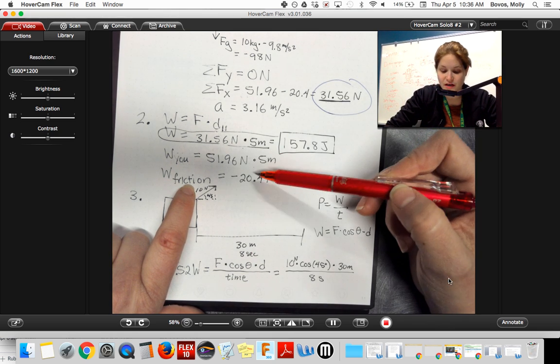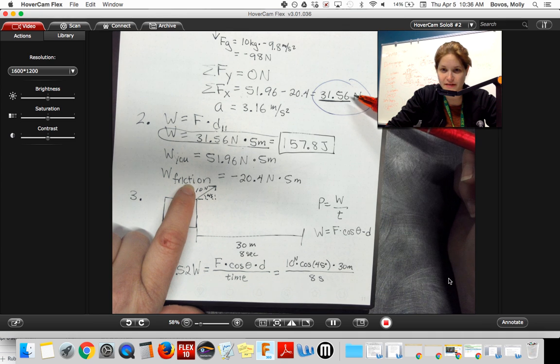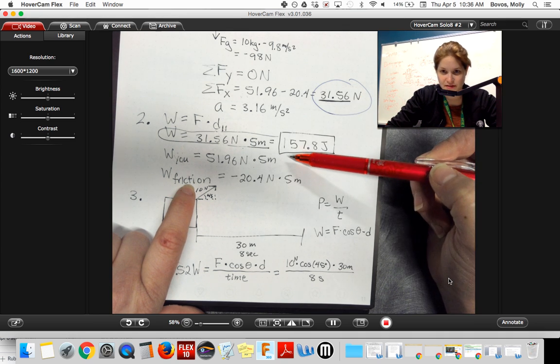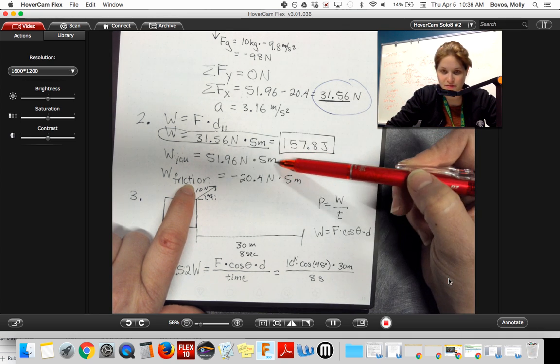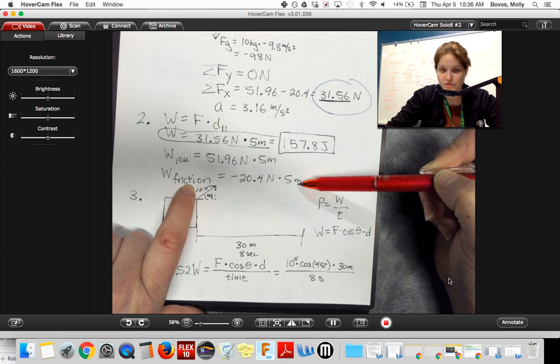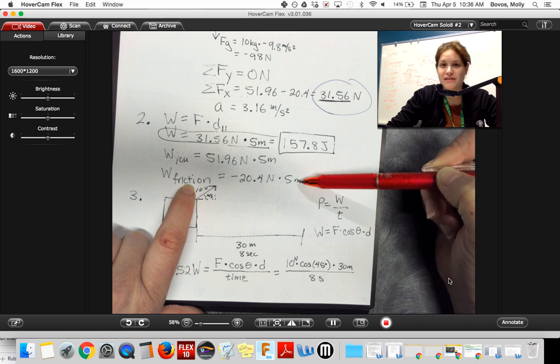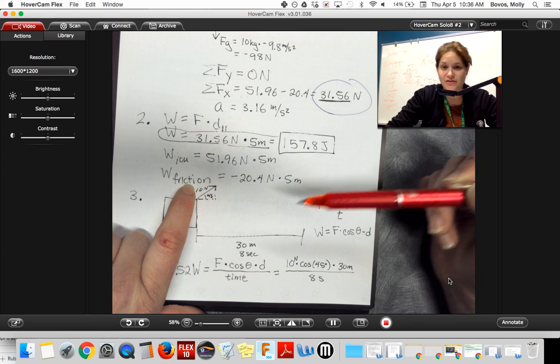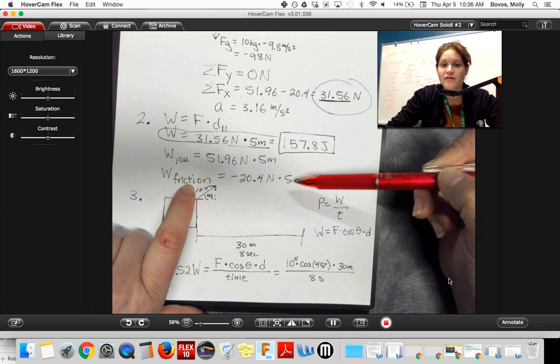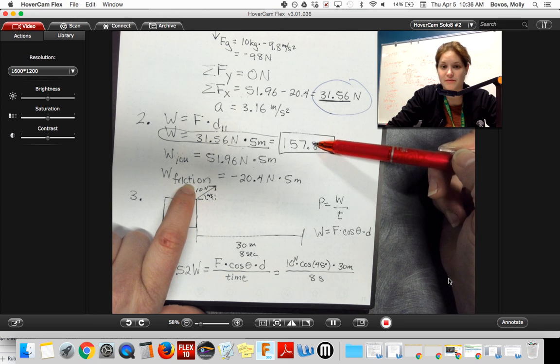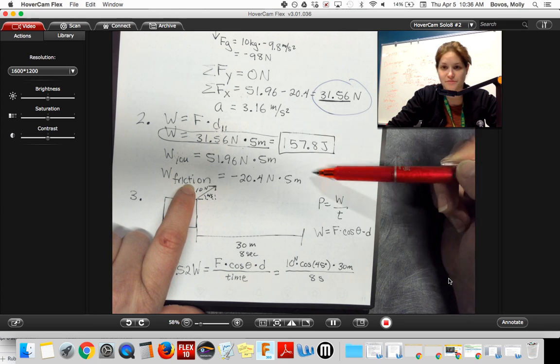And so that is talking about the total amount of force acting on the box times the distance. So I'll do this much work. The friction will do this much work, which is actually negative, slowing it down, taking energy away from the box. So our total work is going to be those two combined, which will be this much.